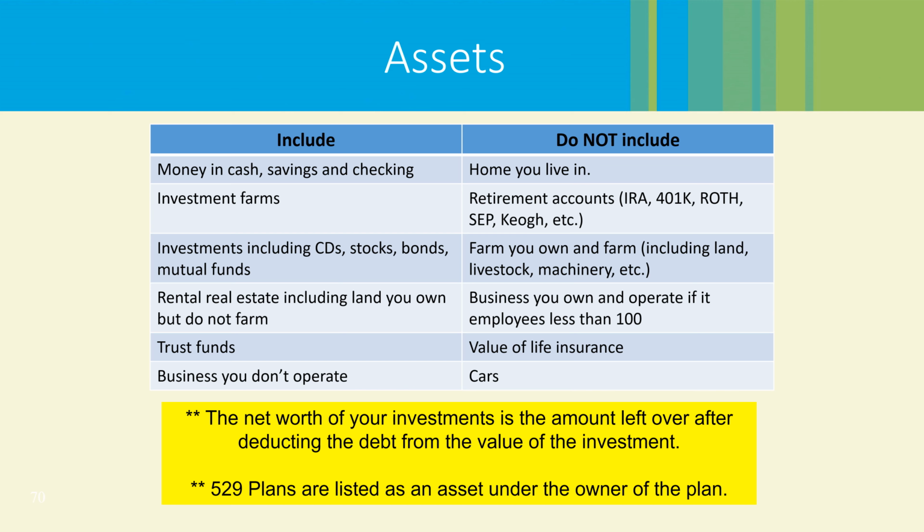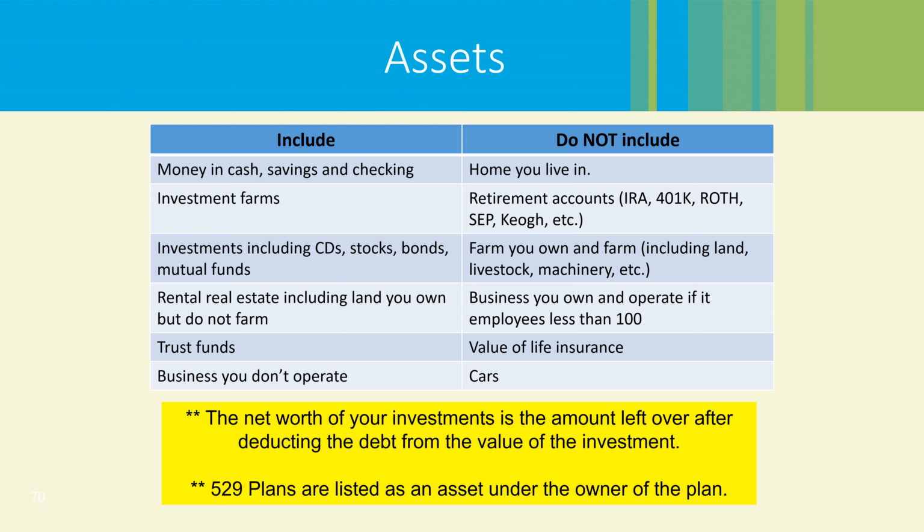A business you own and operate, if it employs less than 100 people, is not considered an asset. So as long as you don't employ more than 100 people, your business is not an asset. That again includes any vehicles, buildings, supplies, equipment that you may own as part of that business. The value of any life insurance is not an asset, and the cars that you own are not an asset.